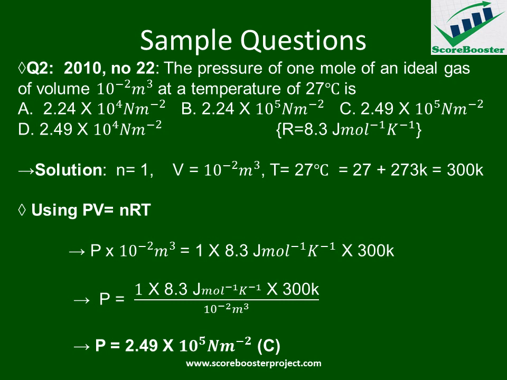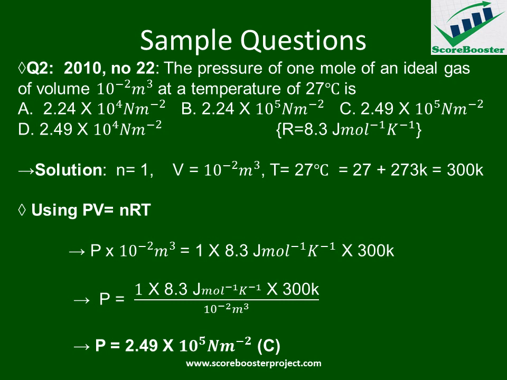As usual, using the equation PV equals nRT, on substituting for the parameters, we are going to have P, which is unknown, times V, which is 10 raised to power minus 2 meter cube, equals n, which is 1, times R, which is 8.3, then times T, which is 300 Kelvin.